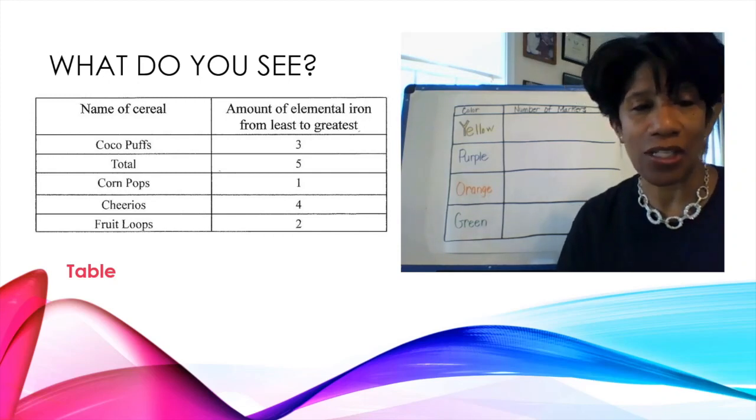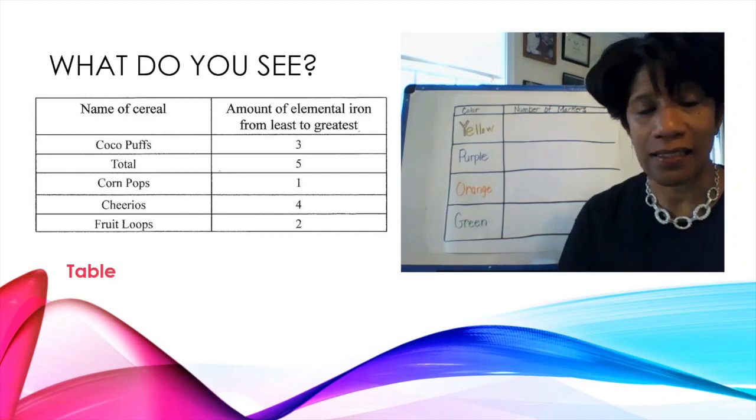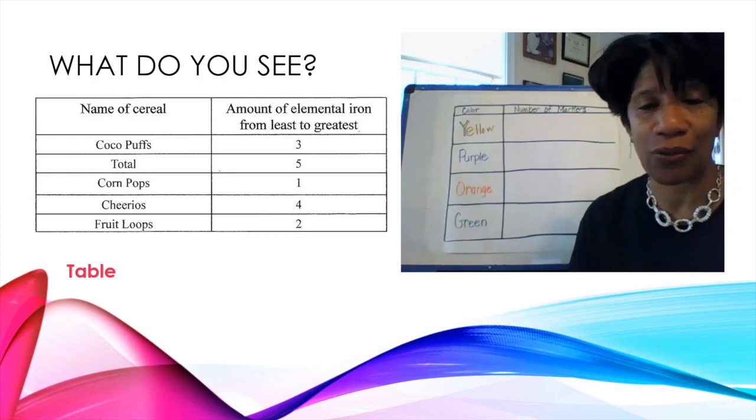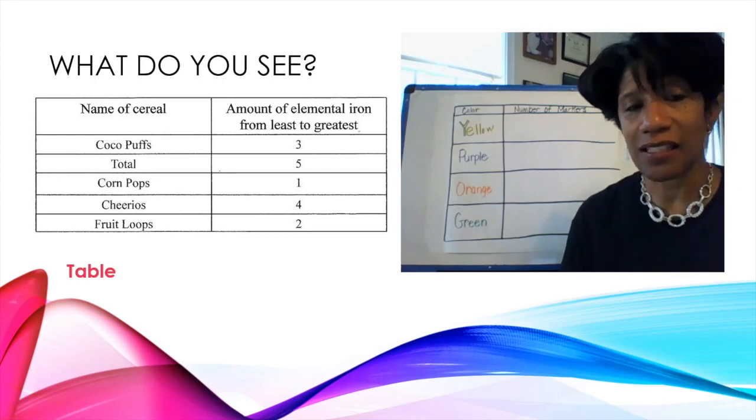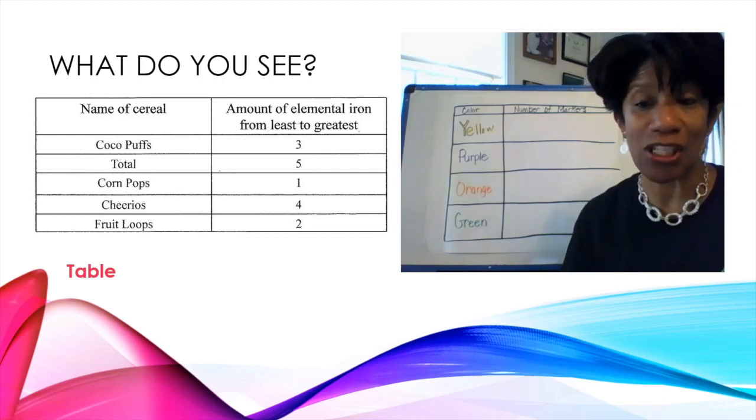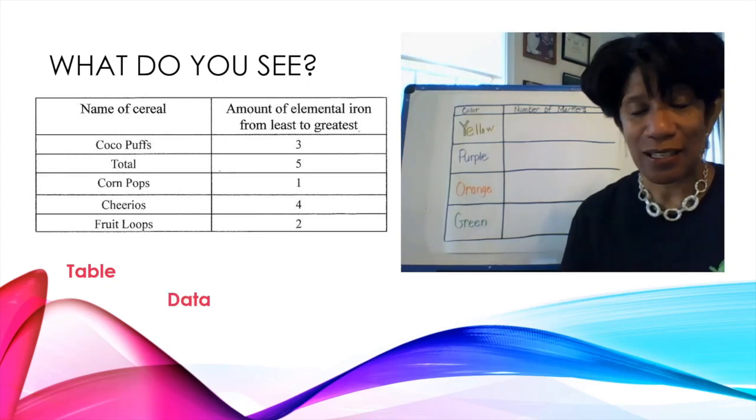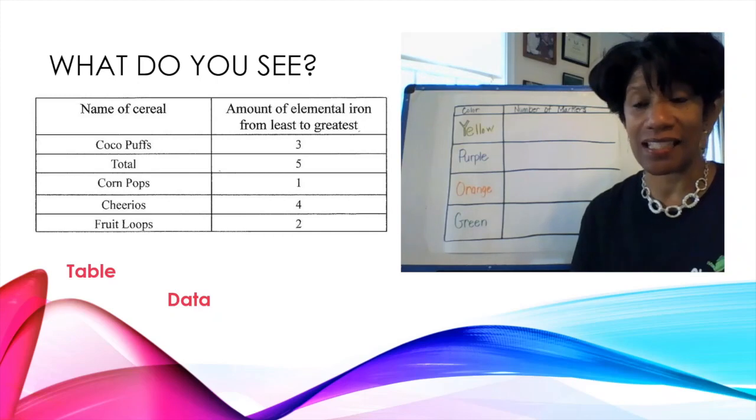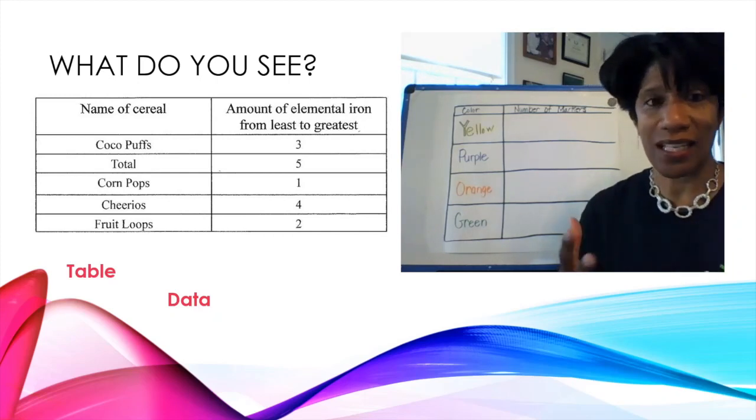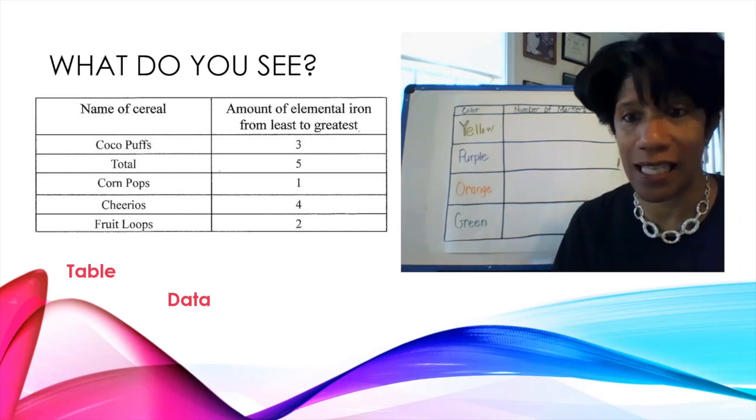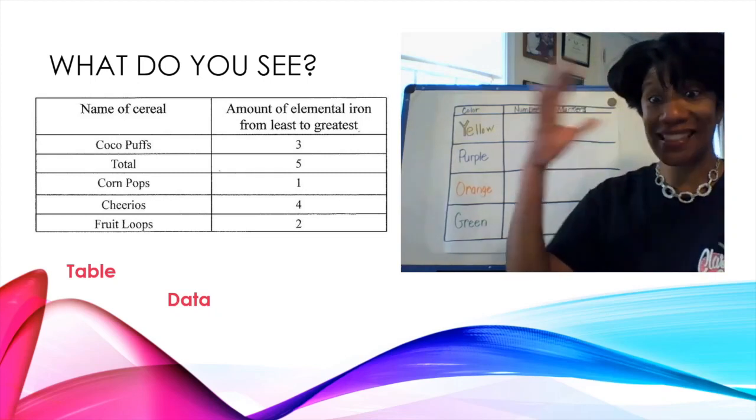It has information about cereal, and it has numbers that tell us how much iron those cereals have in them. And when we talk about information that's in our table, we call that our data. So now we have a table and it has data in it. How do you think that data got in that table? We had to collect it.